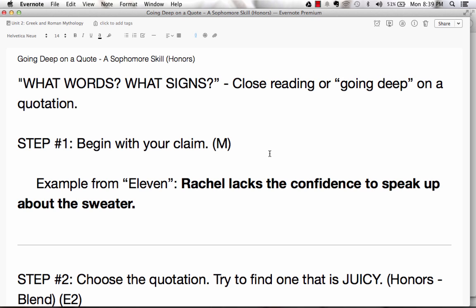So if we reach all the way back into our memories from the first couple weeks of school when we read the short story "Eleven." It was about that girl who was turning 11 that day, but she also felt 10, and she felt 9, and she felt 4, and it all had to do with this sweater that she said wasn't hers, and yet everyone else in class seemed to think that it was. So my very simple claim, and I'm just keeping things nice and easy here for the example, is that Rachel lacks the confidence to speak up about the sweater.